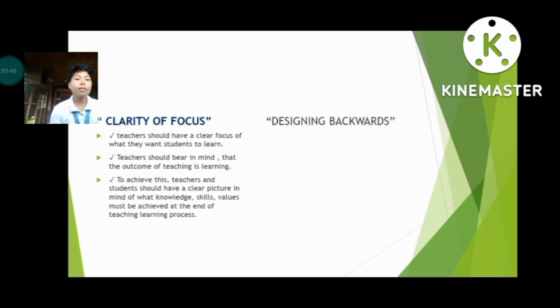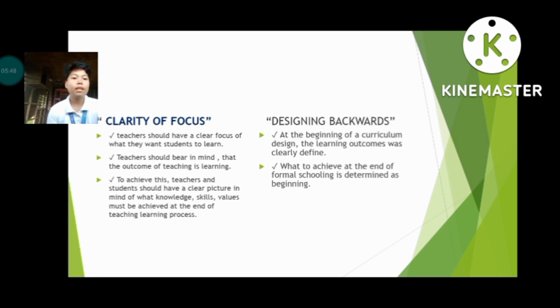Number two, designing backwards. At the beginning of the curriculum design, the learning outcomes are clarified and defined. What is achieved at the end of formal schooling is determined as the beginning. Decisions, activities, and processes are always traced by the desired result. This means that planning, implementing or teaching, and assessing should be connected to the outcomes so we already know what we want in the end to learn.